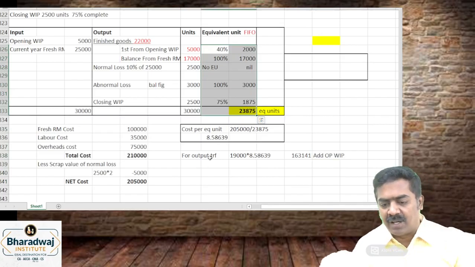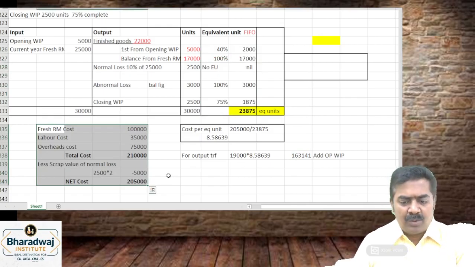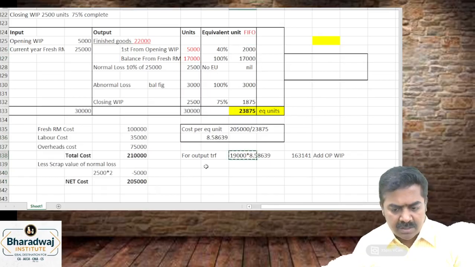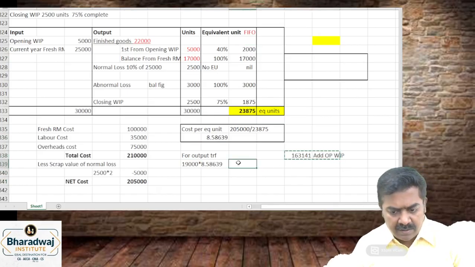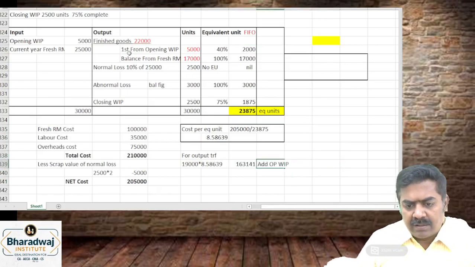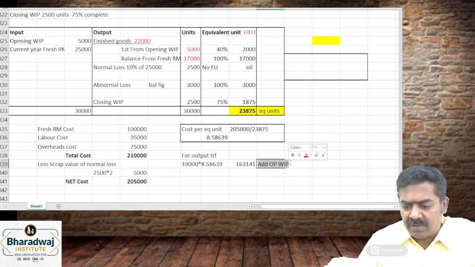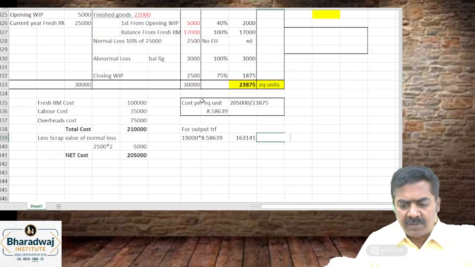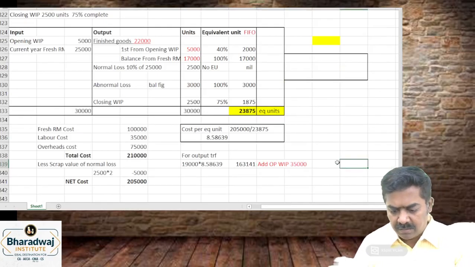Earlier, I made a mistake of adding the opening WIP with the current year cost. That is not correct. Why? Because what is the output transferred? 19,000 equivalent units into cost per equivalent unit. If you multiply, you get this. Here we have taken only current year completion. Already we have completed something. What is the opening WIP's already completed value? $35,000. That should be included here.